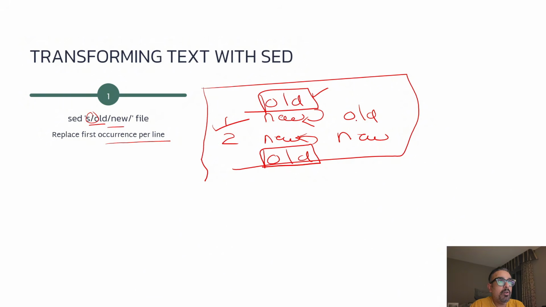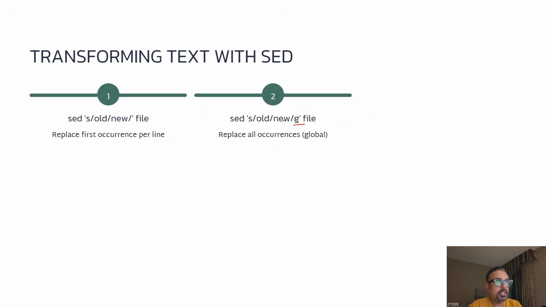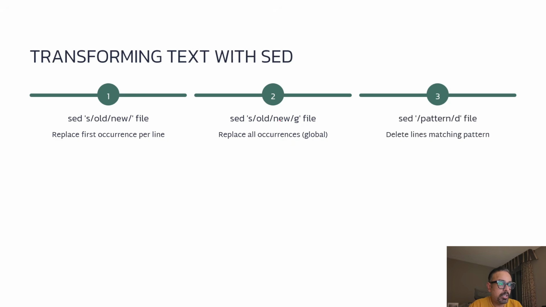But if you want to do it for all of them, it is going to replace every one of them. So it is not only for the first occurrence, it is global. It is going to find all of them and replace them. Then comes sed 'pattern d' file. This is going to delete the lines matching a pattern.